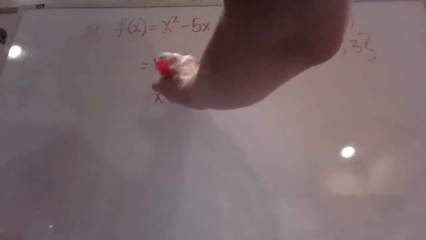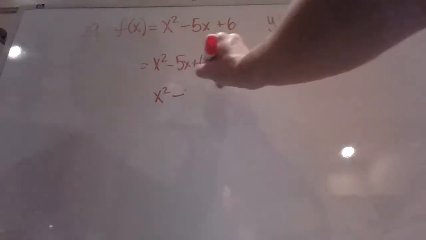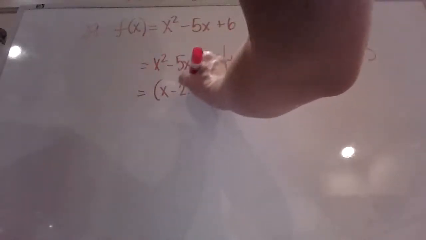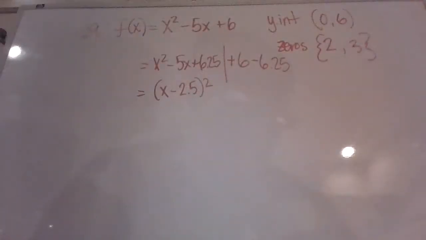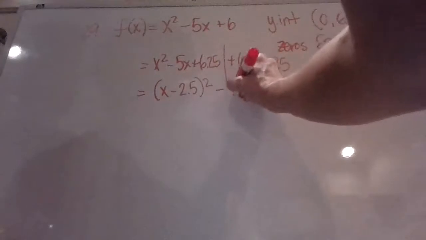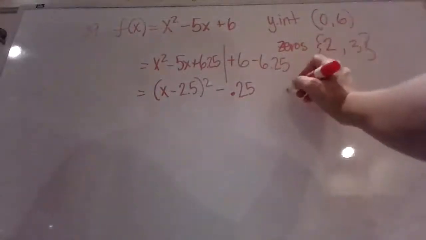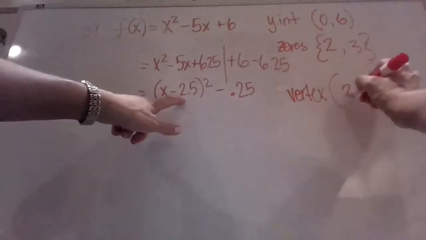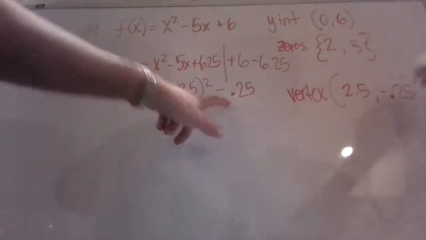So now I have x squared. Half of this is minus, hold on here. This is the part where we have to make the vertex form. Sorry, x minus 2.5 squared. And then 6 minus 6.25 is minus 0.25. So our vertex is the opposite of this, so it's 2.5, and it is this, negative 0.25.